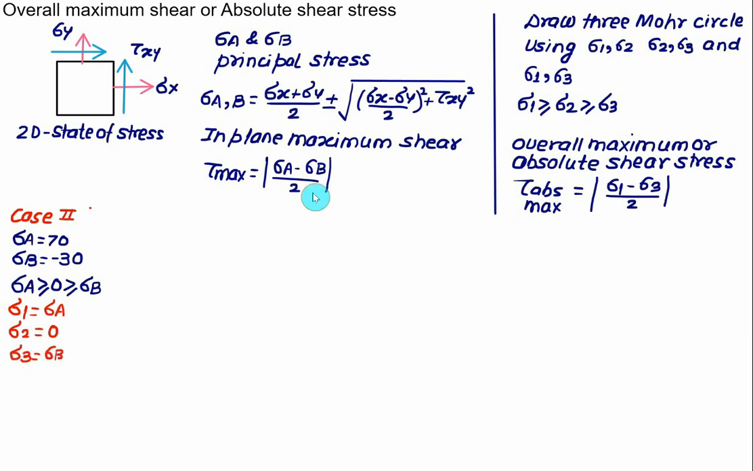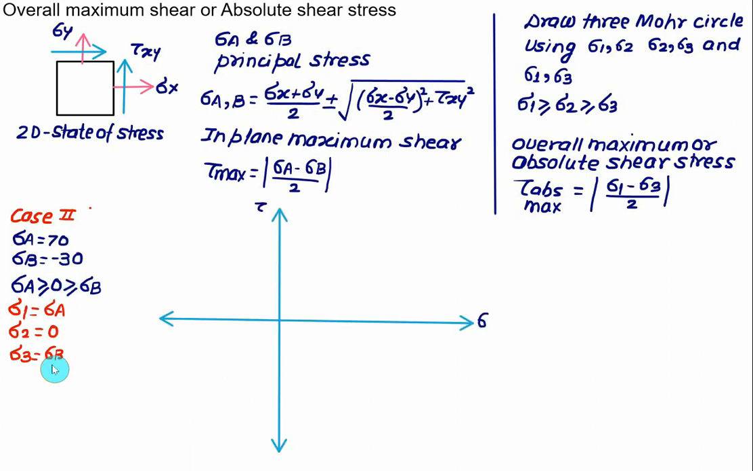So by this example, the idea is very clear: sigma 3 is not always equal to 0. You have to assign sigma A and sigma B such that sigma 1 is the highest value and sigma 3 is the lowest value. Out of 70 and minus 30, 70 is the highest and minus 30 is the lowest.